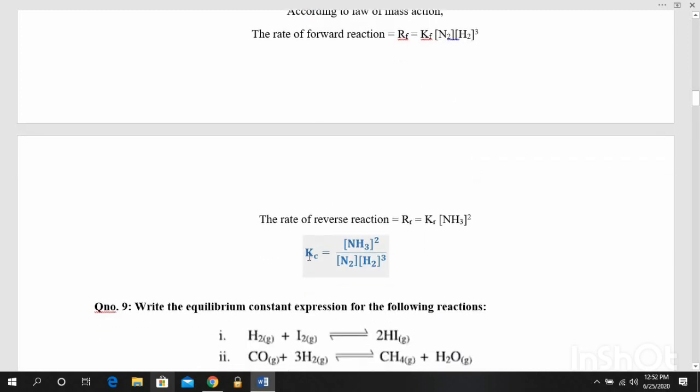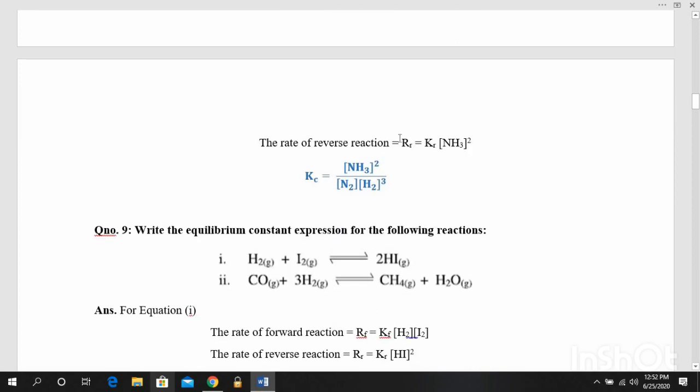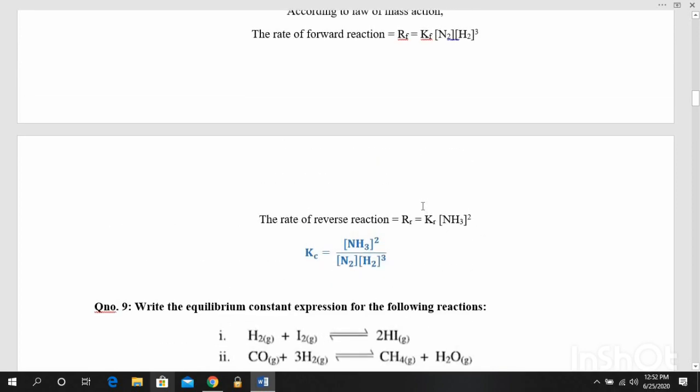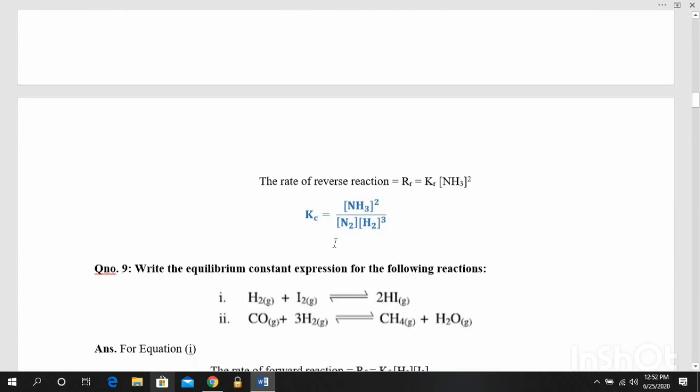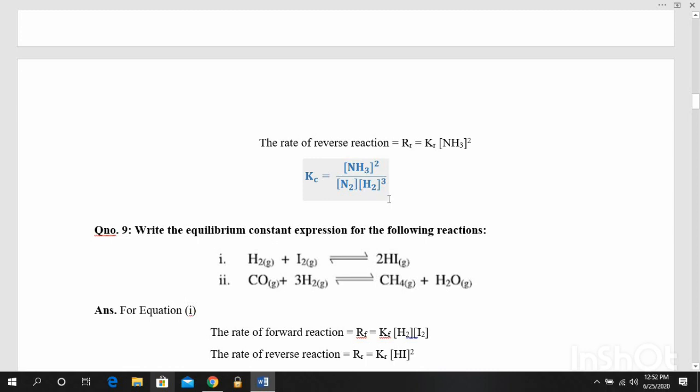If we write the equilibrium constant for this type of reaction, we have studied that the products are written in the numerator, whereas the reactants are written in the denominator. The product is ammonia, which is written like this, and the reactants, nitrogen and hydrogen, are written in the denominator like this. These powers are actually the number of moles of the respective species.